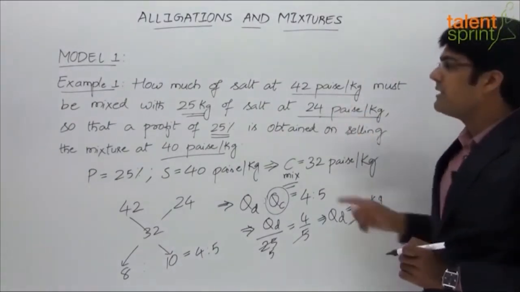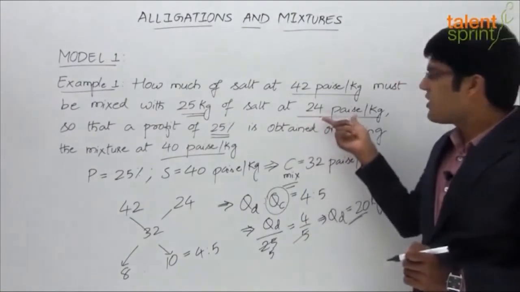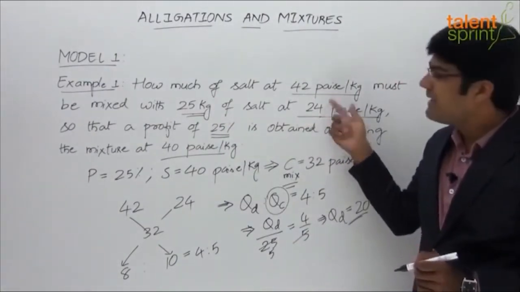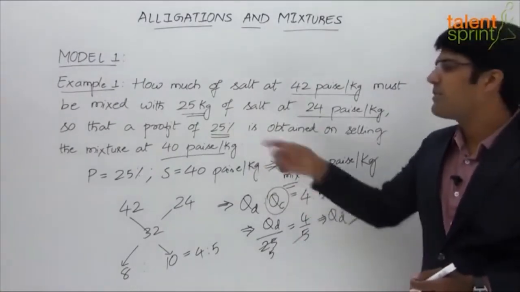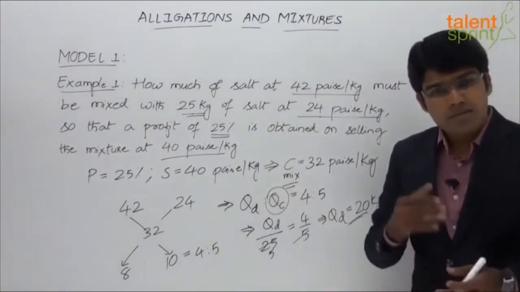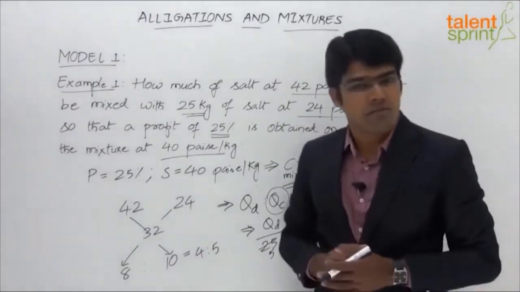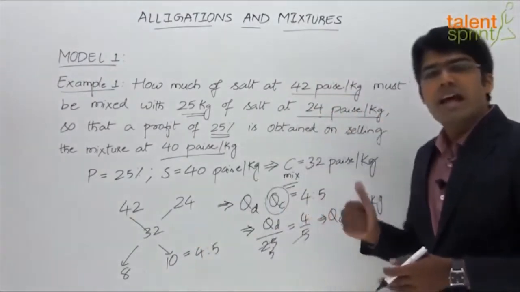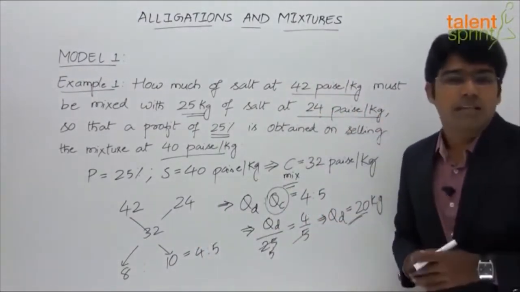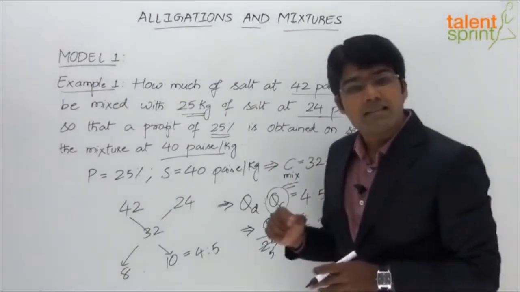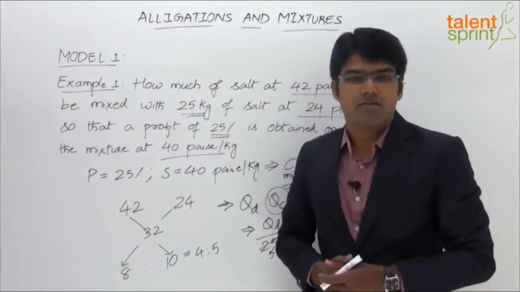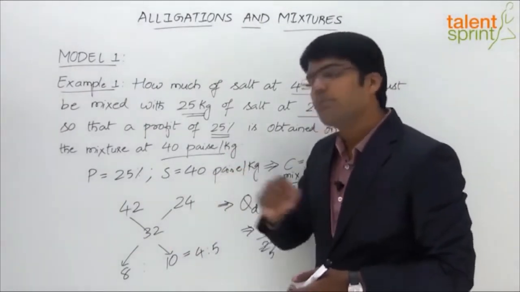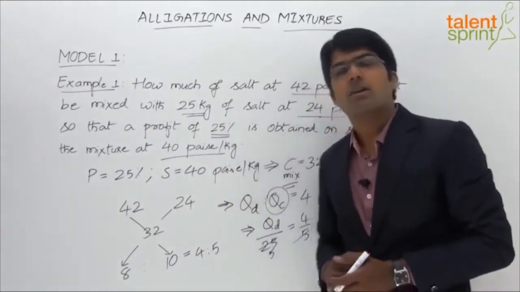So this when mixed with 25 kg of salt, which is at 24 paisa per kg, we get the given mixture which is sold at 40 paisa per kg to obtain a profit of 25%. So this is how we can solve the questions based on mixtures using the alligation rule as shown here. Please note that this question can also be answered by using the equation that we have discussed in the introduction part. So either you can use the equation or the pictorial representation of the alligation rule to get the required answer.